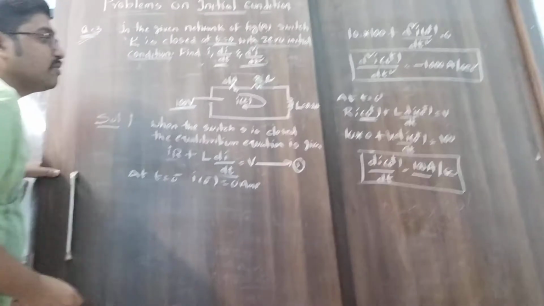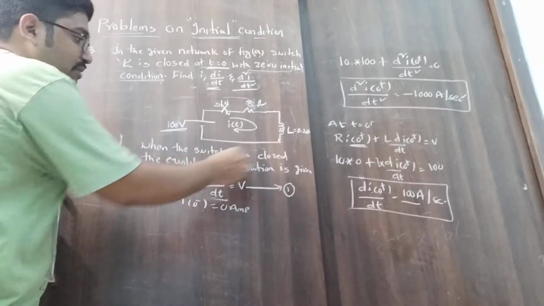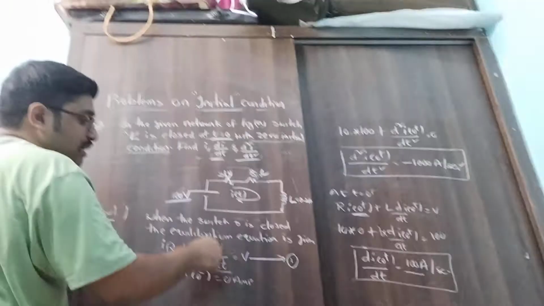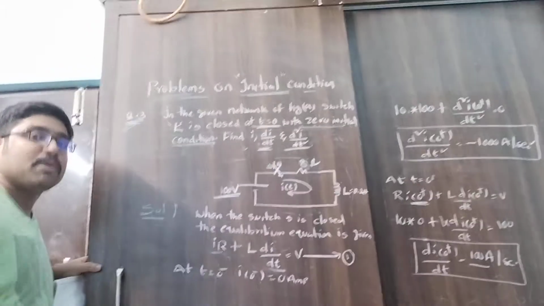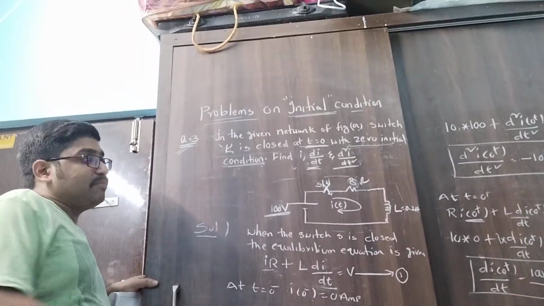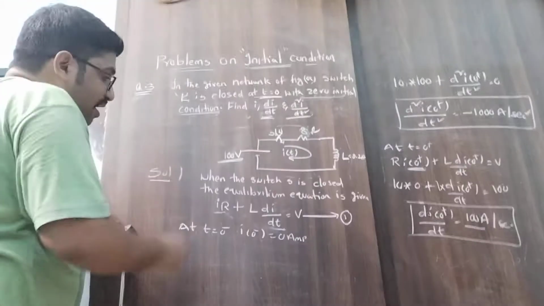I of 0 minus is 0 amps. When the switch is closed, what is the equilibrium equation? R into I plus L into di divided by dt is equal to V. That is equation number 1, which you should not forget, because it is an RL circuit.